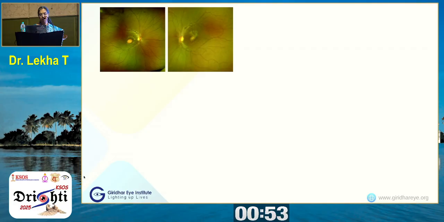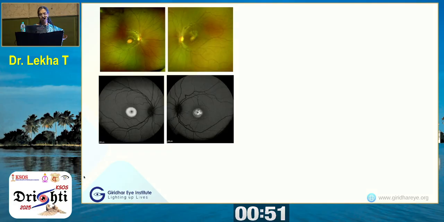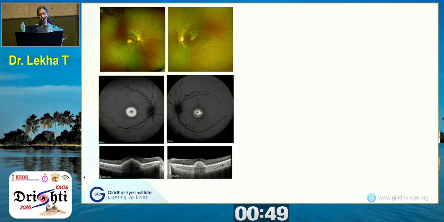In the next spectrum, we have bilateral similar yellowish lesions with very characteristic hyperautofluorescence on FAF, and hyperreflective material on OCT. Diagnosis is for sure autosomal dominant Best disease.